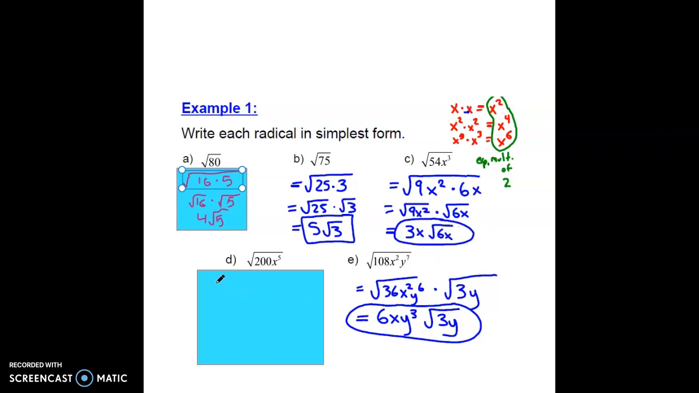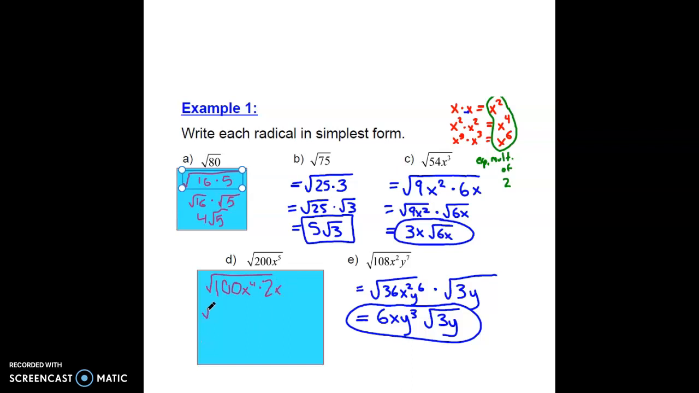Okay, so let's do this one together and hopefully we can see. So we have the square root of 200x^5. So we need to find the biggest perfect square of 200x^5. So that is 100. Oh, goodness. And then the next even number of that exponent is 4. And then what do we have to multiply this by to get 200x^5? It's 2x.